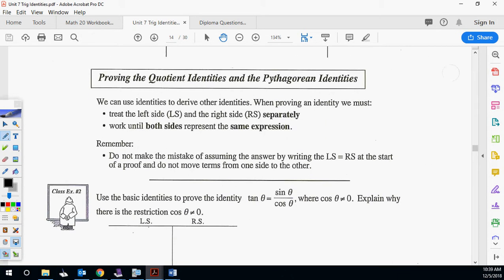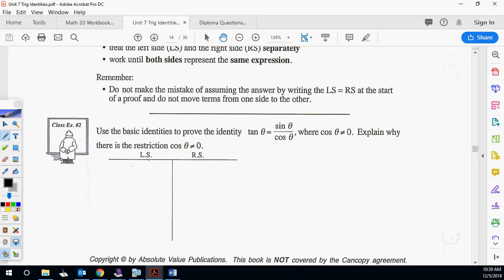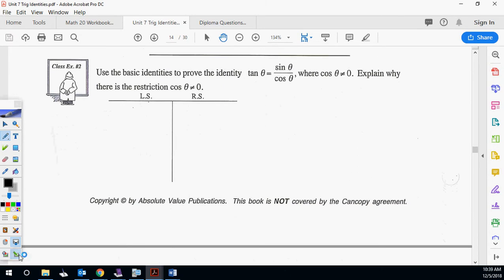We can use left side versus right side. So treat the left side and the right side separately. Work until both sides represent the same expression. Do not make the mistake of assuming the answer by writing left side equals right side at the start. So what they're saying is, you may know that tan equals sine over cos, but you need to explain why and give the left side versus right side where they simplify down.